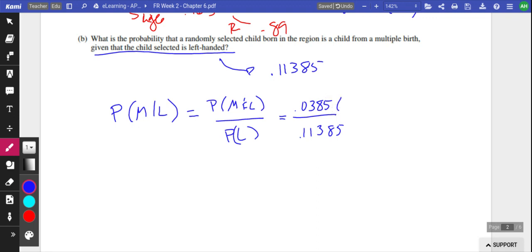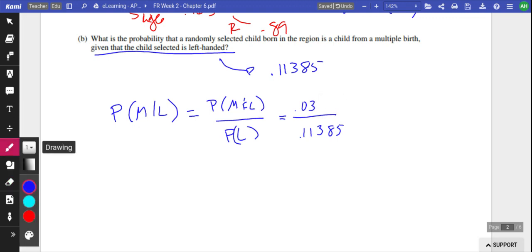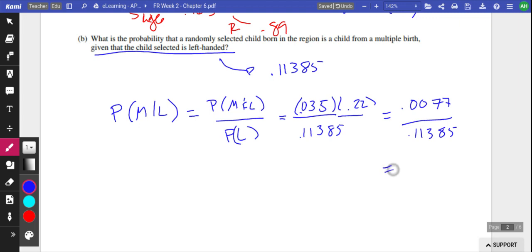Oops, too much. I was thinking about the 385 in the bottom. And then 0.22. And so again, if you show your work, then at least that way, if you make a mistake, they know where the mistake happened. So anyway, that's going to lead you to approximately 0.676. So that's a probability of multiple given the fact that you're left-handed.